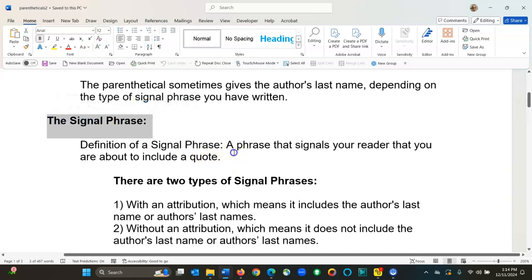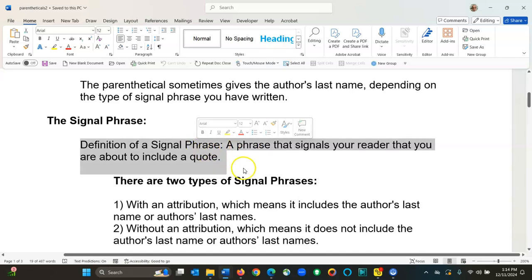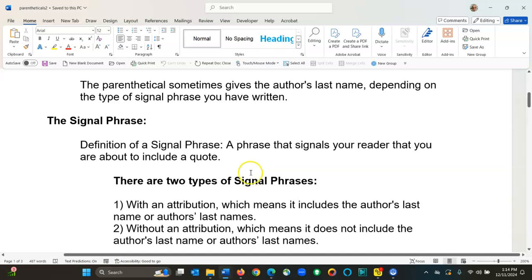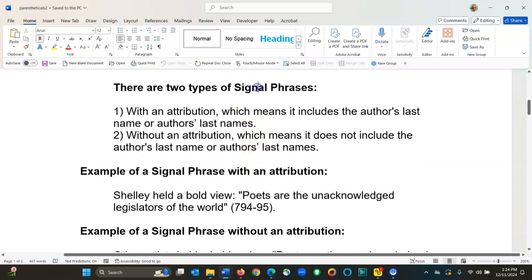Let's use this definition. It's a phrase that signals your reader that you're about to include a quotation. There are two types of those signal phrases: one with an attribution, which means it includes the author's last name, and the other without an attribution, which means it does not include the author's last name. So let's look at the first type, with an attribution.